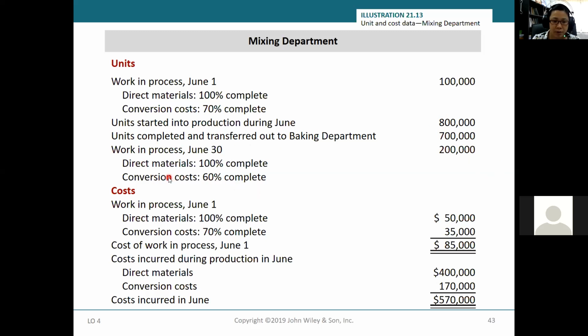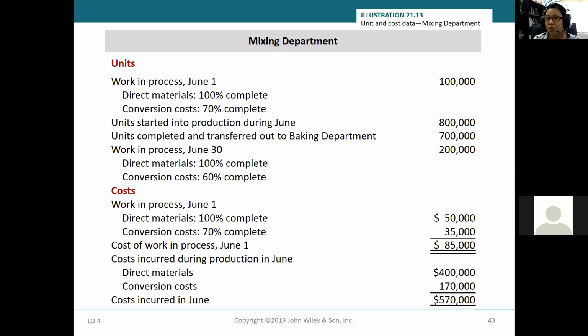60% completed for conversion. Now, talking about the cost, at the beginning work in process, we have $50,000 direct material. Conversion cost is 35,000. Together, it will be 85,000. This is work in process at the beginning of June. And then the question gives you the cost that we incurred during production in June. We have 400,000 for material, conversion 170,000, and the total cost incurred for June is 570,000. This is given, yeah, class, the information that is given to you.